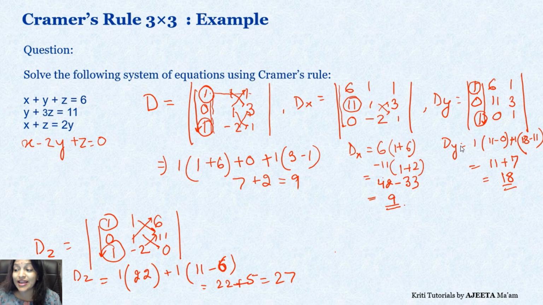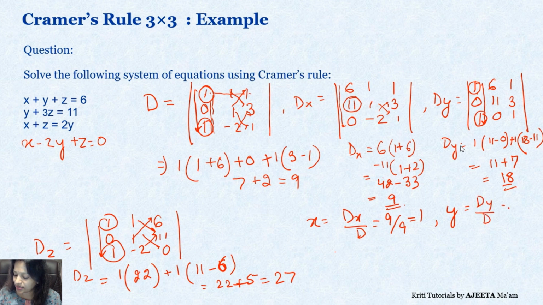Now we have to find x, y and z values. What will be x? Dx upon D. That is 9 upon 9, that's 1. What will be y? Y will be dy upon D. That is 18 upon 9. That is 2. What will be z? Z will be dz upon D. That is 27 upon 9, that's 3.